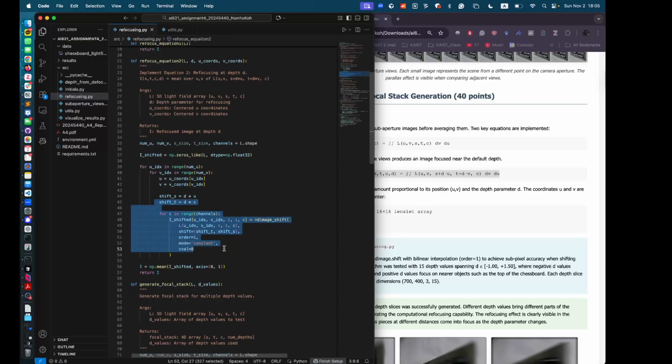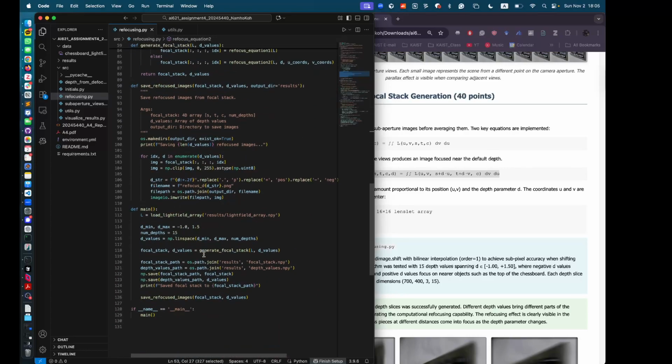And with bilinear interpolation, order of 1, for sub-pixel accuracy. So each sub-aperture gets shifted by D times its aperture position, then all shifted images are averaged together. Looking at the main function at line 111, as you can see here, we generate 15 depth slices spanning from negative 1.0 to positive 1.5.